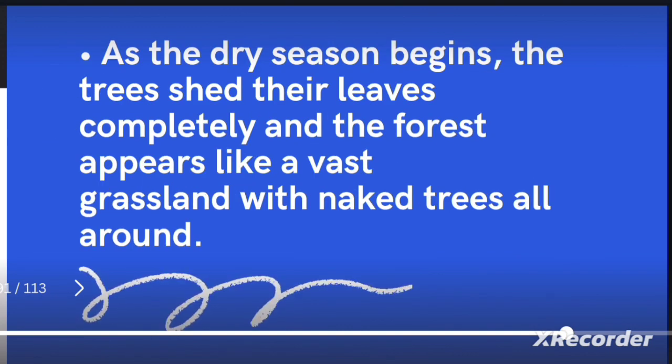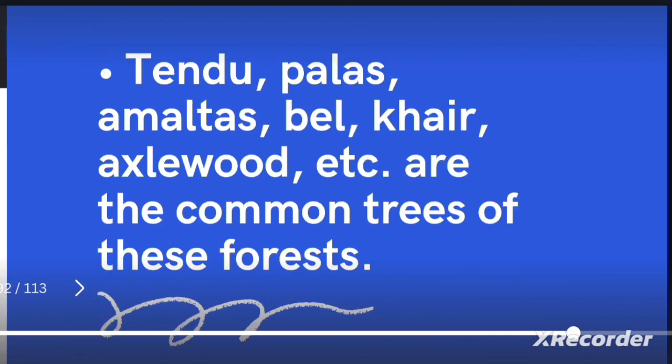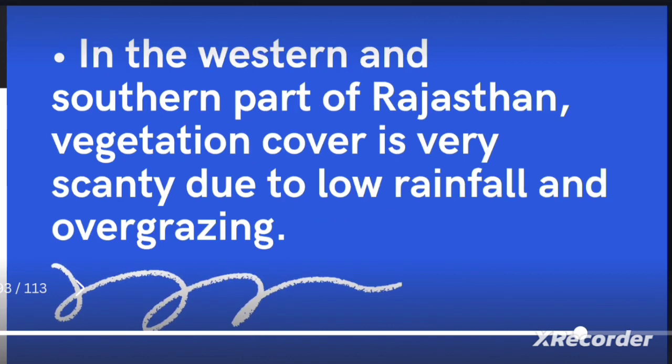As the dry season begins, the trees shed their leaves completely and forests appear like a vast grassland with naked trees all round. Tendu, palas, amaltas, bel, khair, axlewood, etc. are the common trees of this forest. In the western and southern parts of Rajasthan, vegetation cover is very scanty due to the low rainfall and overgrazing.